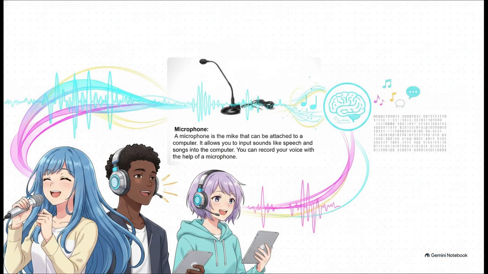But hey, it's not all just physical clicking and typing anymore. A microphone acts essentially as the computer's ears. It allows the machine to take in sound, meaning you can input speech, record a voice memo, or even sing a song into the system. It's literally turning your audio waves into actionable data.